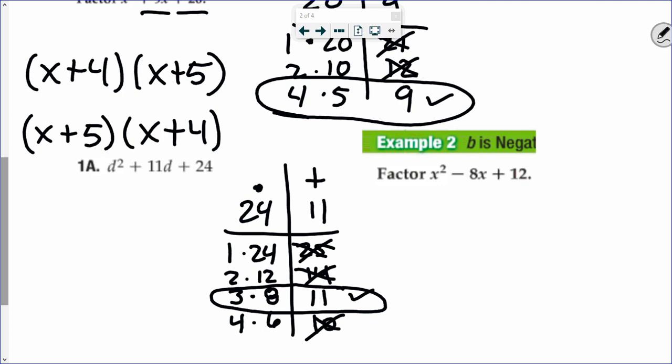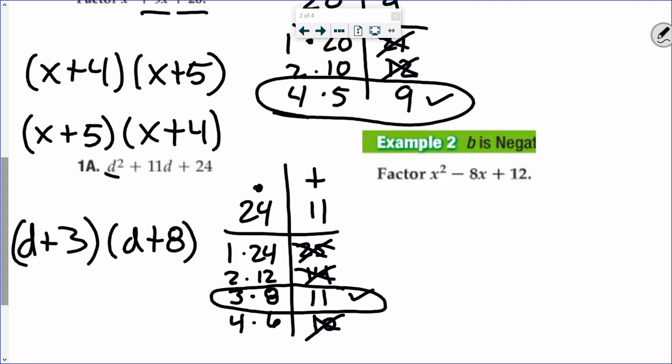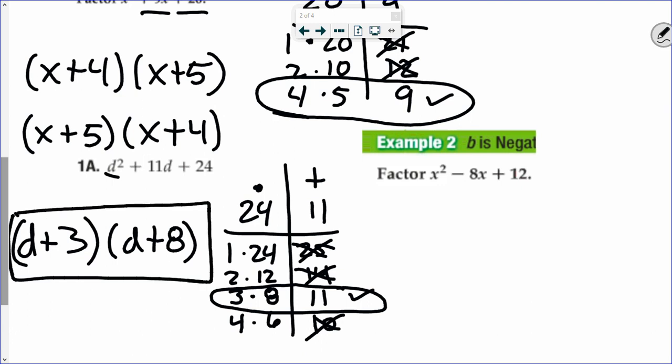Right, and then we wrote this, here our variable is d, so d plus 3, d plus 8. Again, the order doesn't matter there, you could move them around, but that is the factored version of d squared plus 11d plus 24.